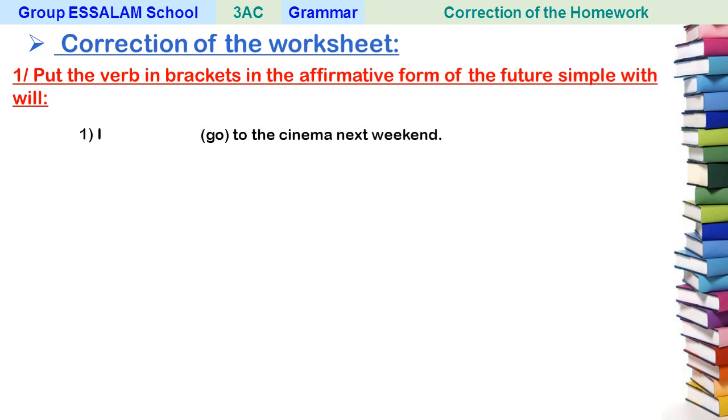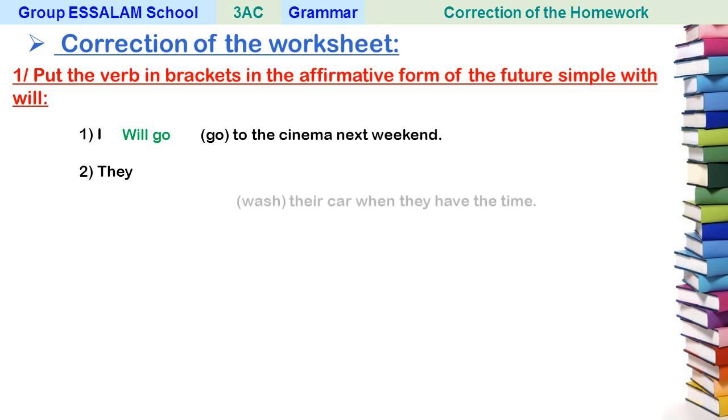I give you: I go to the cinema next week or next weekend. So what is the positive form of the future simple? Of course, we use subject plus will plus the verb in the infinitive. So here you have I, this is the subject pronoun. Plus what? We say plus will. So I will, plus the verb in the infinitive, go. So I will go. Okay?